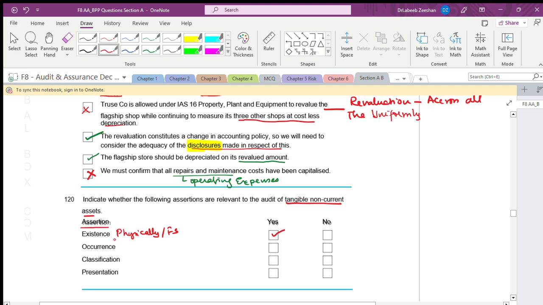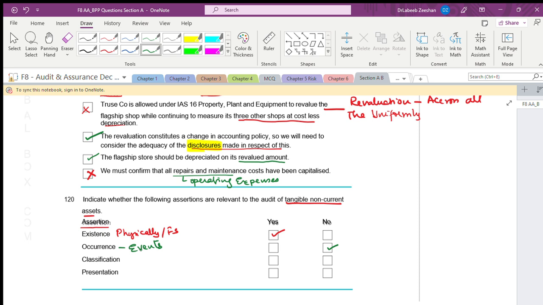Now, occurrence. Where does occurrence happen? Occurrence happens when we are talking in terms of transactions, when you are buying, when you are selling, when you are paying. Occurrence happens with respect to events. This is one of the assertions which is not related to the non-current assets.